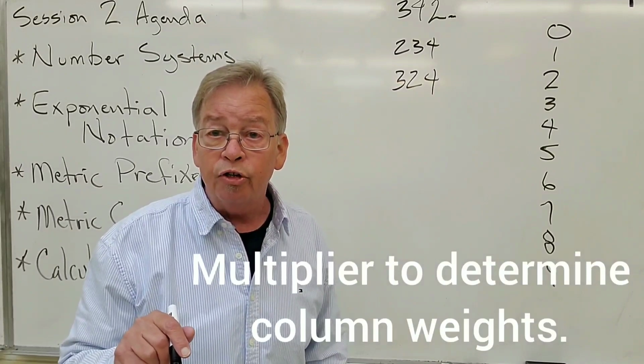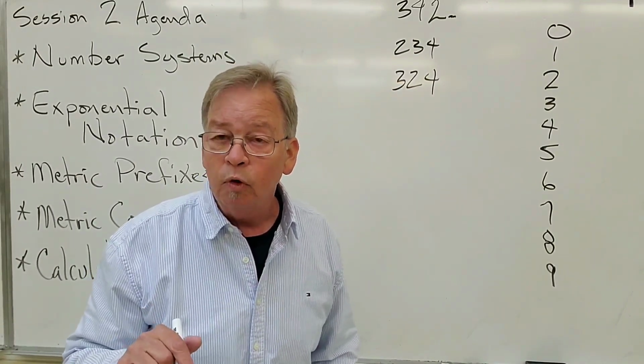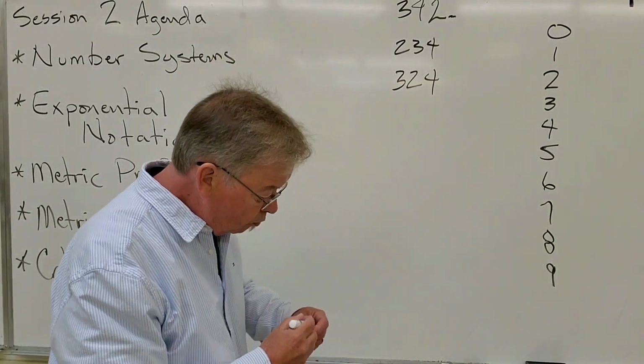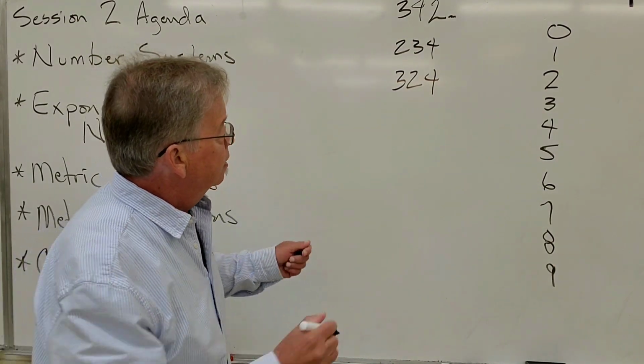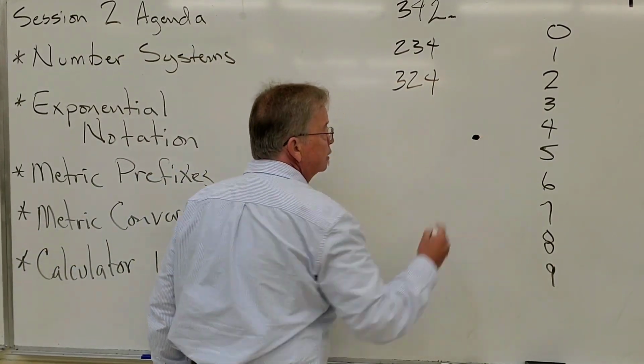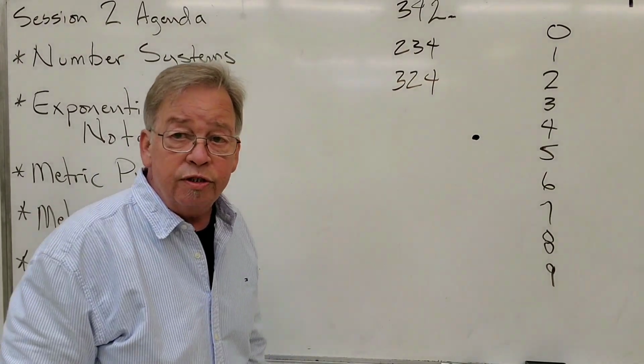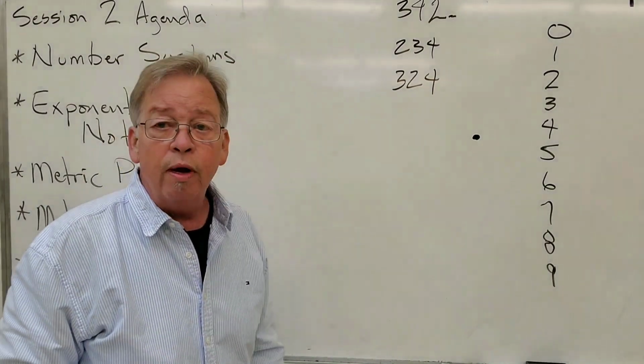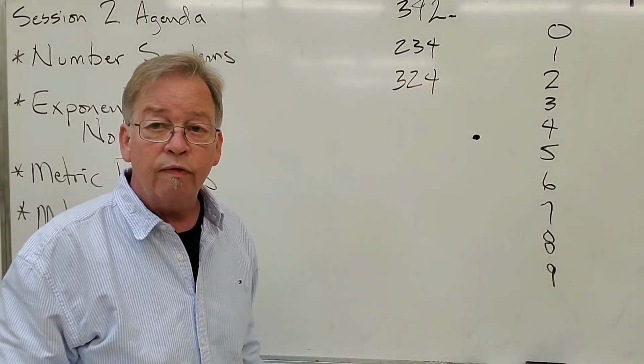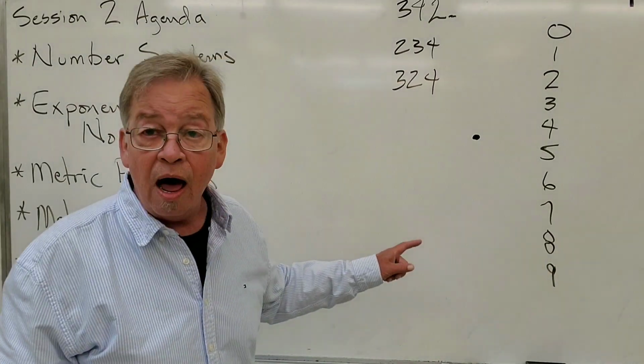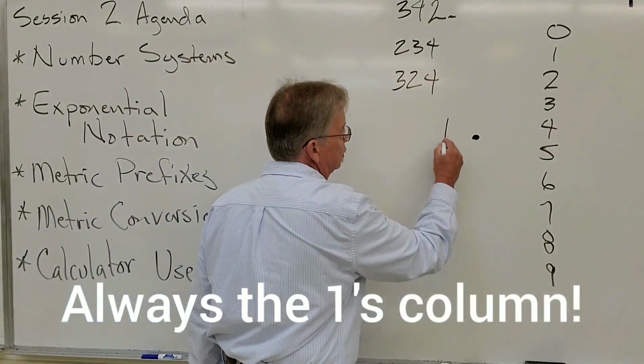It's used as a multiplier for determining column weights on the number line. Oh, number line. Well, let's look at this right here, okay? First of all, what happens is we start with a decimal point. Now, our decimal point, like 0 is the first digit of our number system, the decimal point marks the first column weight. To the left of that decimal point is the first column weight on our number line, and that column weight always is the ones column.